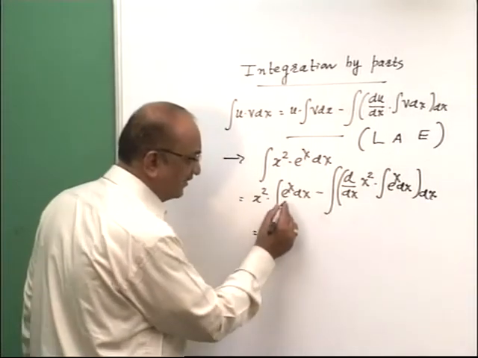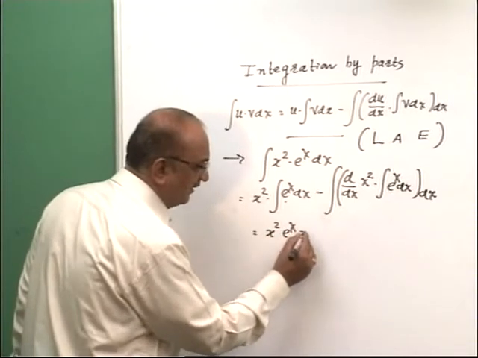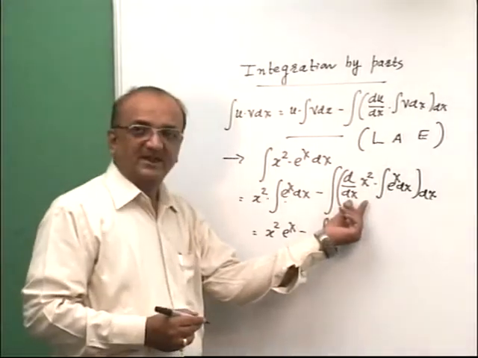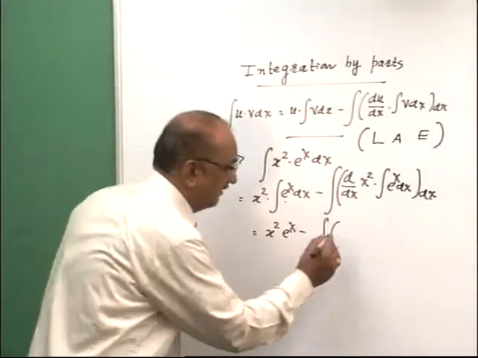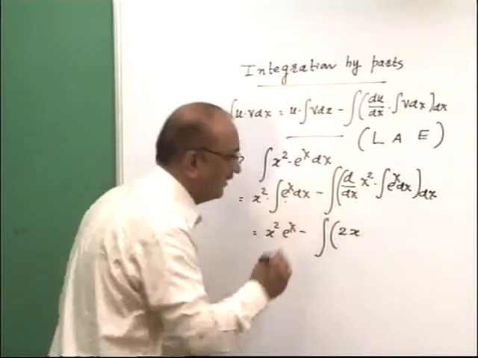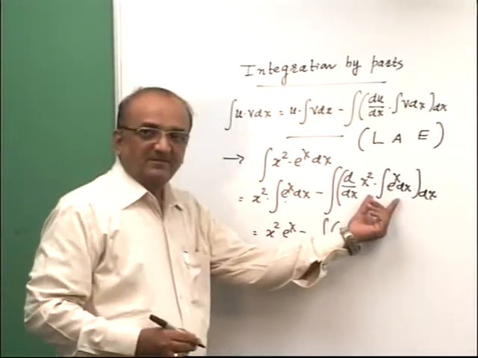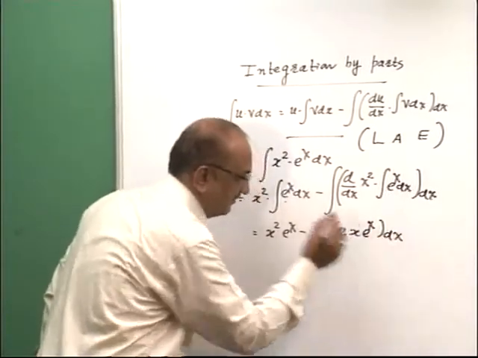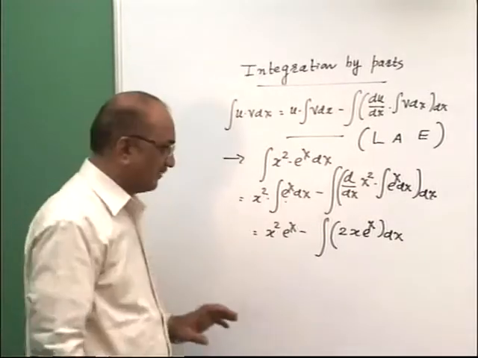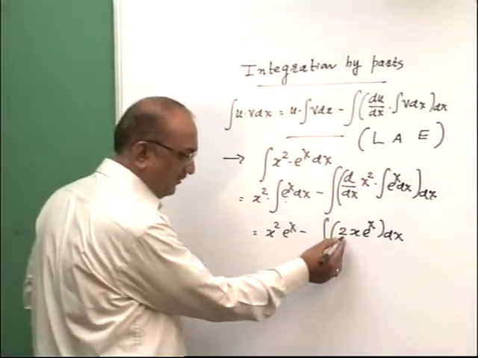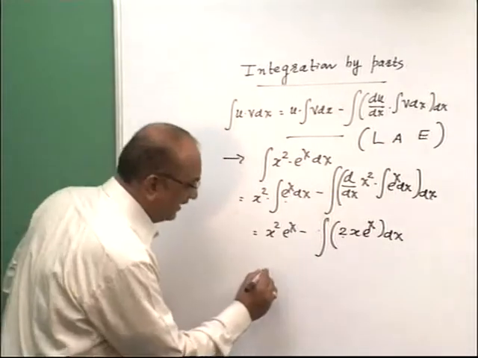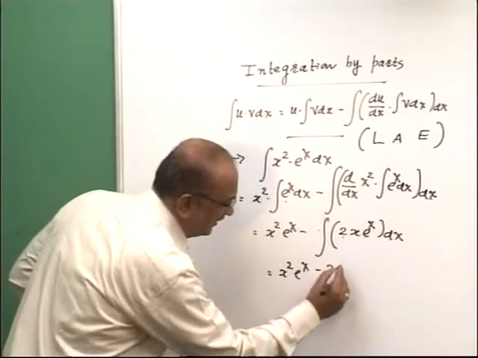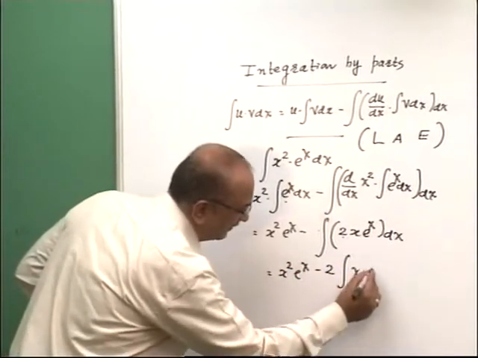x square into the integration of e raised to x, which is e raised to x, minus the integration of the bracket of, you must know, the derivative of x square is 2x, and the integration of e raised to x is e raised to x, dx. Clear? These are the steps. 2 is a constant value, you can take it outside the integration. What do you write now? x square into e raised to x minus 2 integration of x into e raised to x.